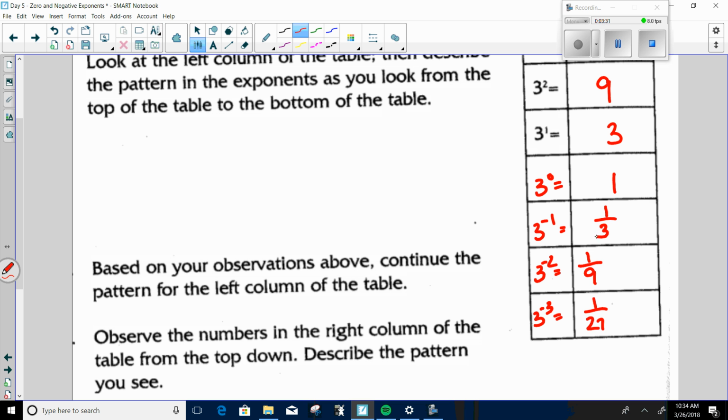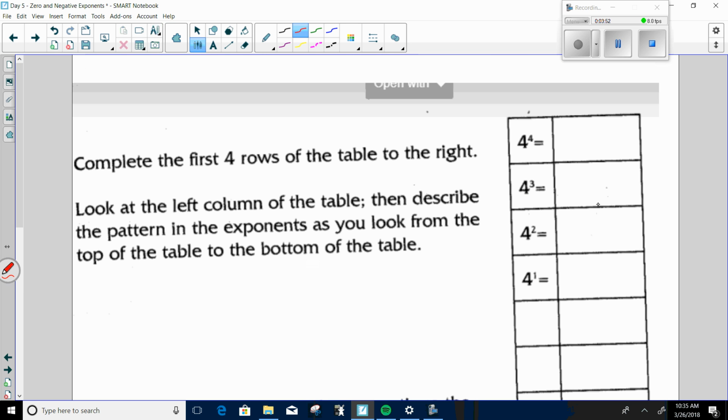Notice the number on the bottom, the denominator, is the same thing as 3 to the first. 9 is the same thing as 3 to the second. 27 is the same thing as 3 to the third. So there is a pattern here. And we'll talk about that on the next problem. 4 to the fourth, 4 times 4 times 4 times 4 is 256.